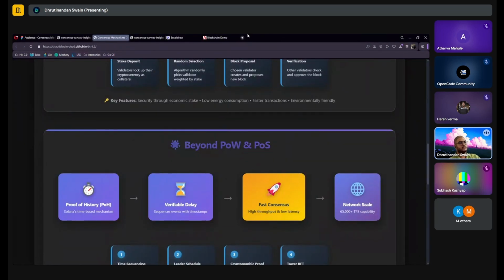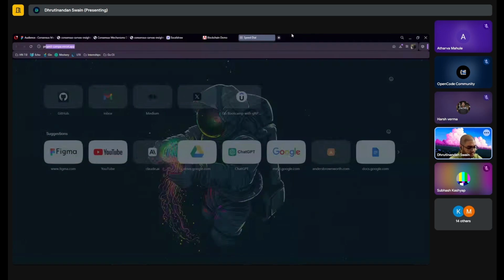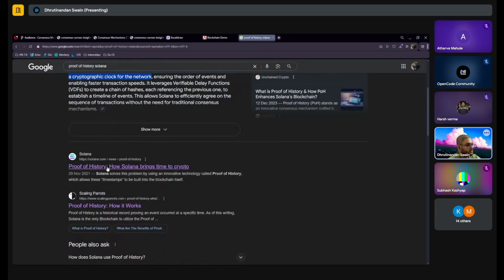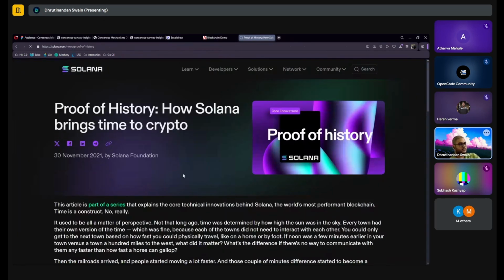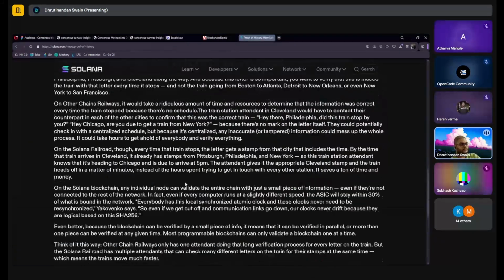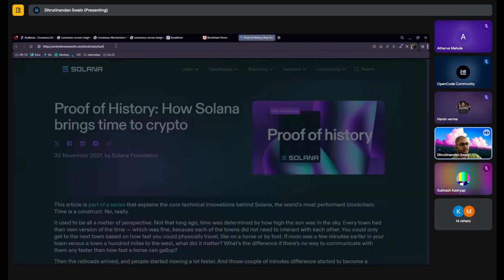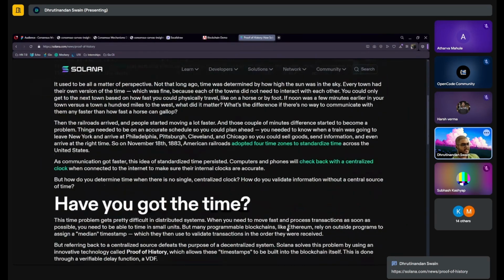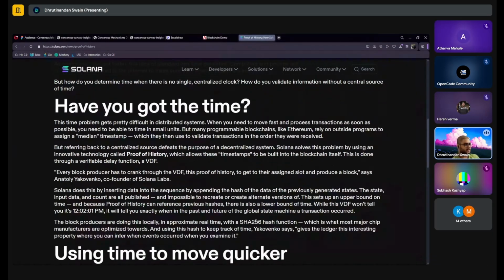So as I said, proof of history. Let's search about proof of history a bit. As you can see, proof of history is a consensus mechanism used by Solana that acts as a cryptographic clock for a network. This is a wonderful explanation about proof of history. Let me share the link. Go through this article, you will get a better understanding of proof of history. Let me explain what proof of history actually does.